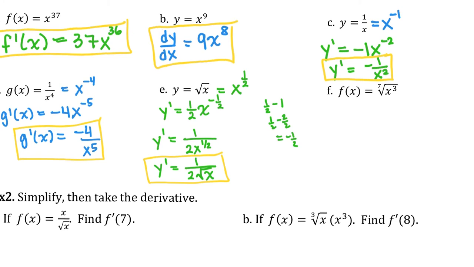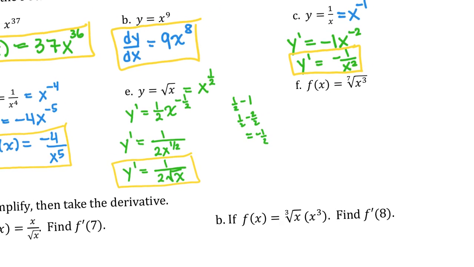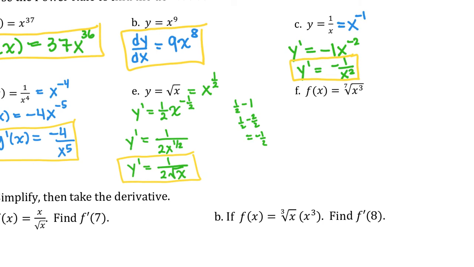Okay, one more. f of x equals the 7th root of x to the 3rd. Remember, must rewrite this with an x to the something so I can use the power rule. So it's x to the 3rd, but then I'm doing the 7th root. So I'm going to rewrite this as x to the 3/7. x to the 3rd, 7th root. Now I can find the derivative.